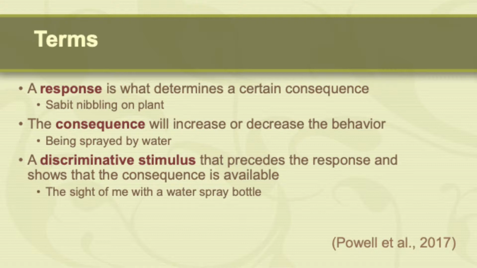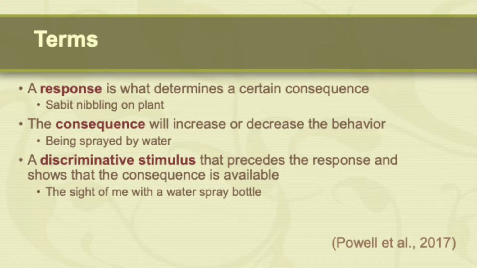So the first thing to note is a response, and a response is typically what determines a certain consequence. So in this scenario, in this situation, the response will be Sabit nibbling on a plant, and we hope to manipulate this response to make sure that he decreases that behavior. And the action that will increase or decrease the behavior is the consequence. So in this scenario, the consequence will be Sabit being sprayed by water, and I will make sure not to spray him in his face, in his nose, in his ears, or anything. I'll keep it to the belly and the legs and stuff, just because I love him and I don't want to traumatize him.